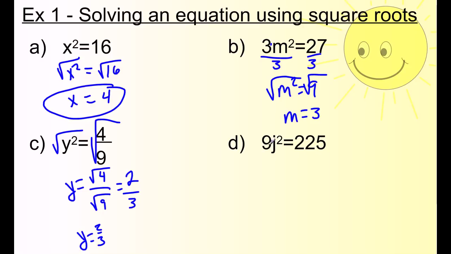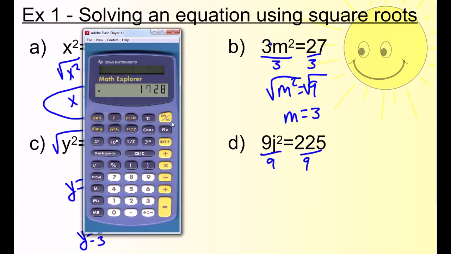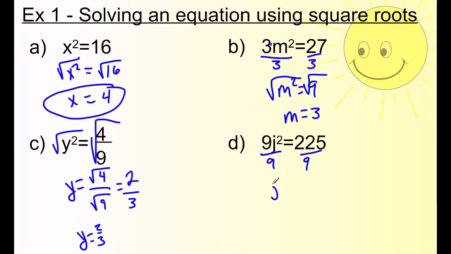Letter D's just like letter B. So I'm going to divide by 9 on both sides, and I don't know what that is off the top of my head. 225 divided by 9 equals 25. But I do know off the top of my head, if I square root both sides, the square root of 25 is 5. So J equals 5.